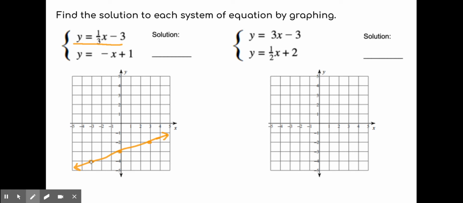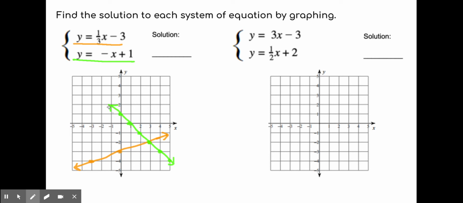Remember that, especially with that first line, fill in as many points as you can so that you don't have to guess on that point of intersection. Okay, now I want you to graph the line y equals negative x plus 1. Make sure your line has negative slope.